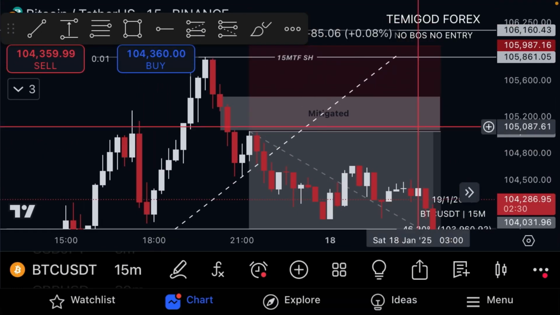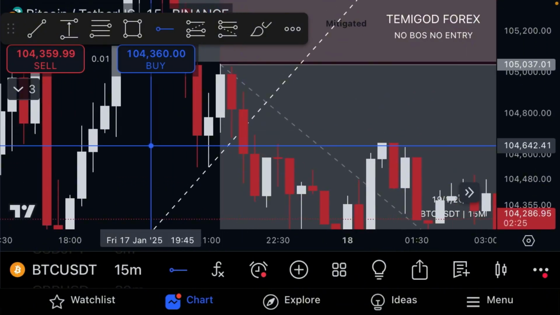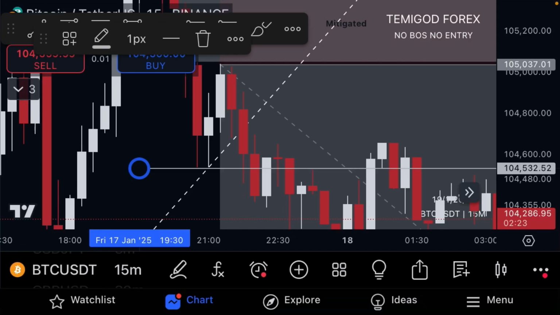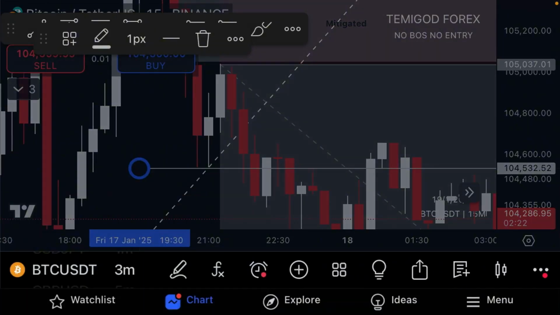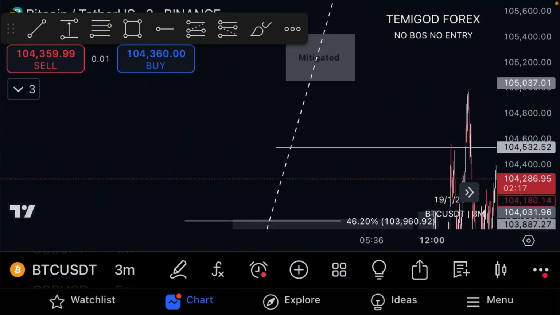Now when prices started reversing was at this region. Okay, we tap this region, then we head over to the smaller time frame, such as the 3-minute time frame, to check out this trade. Okay, now let's go to the 3-minute time frame to check out this trade.